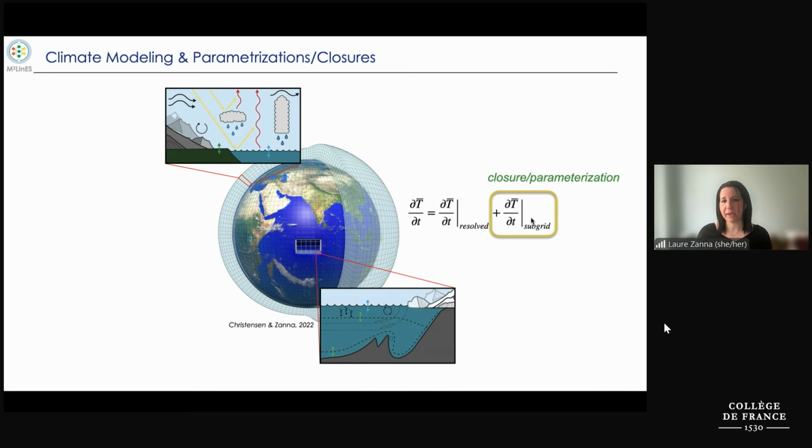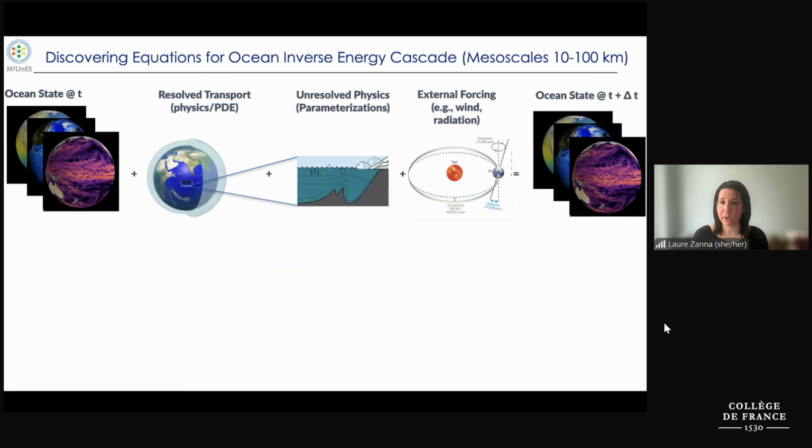And so that will have an impact in terms of the accuracy and the faithfulness of the simulations that we have. So in a cartoonish way, how climate simulation is being run, well, you start with an ocean state, then you have some resolved transport. So that's going to be our partial differential equation, right? So where the physics lie.